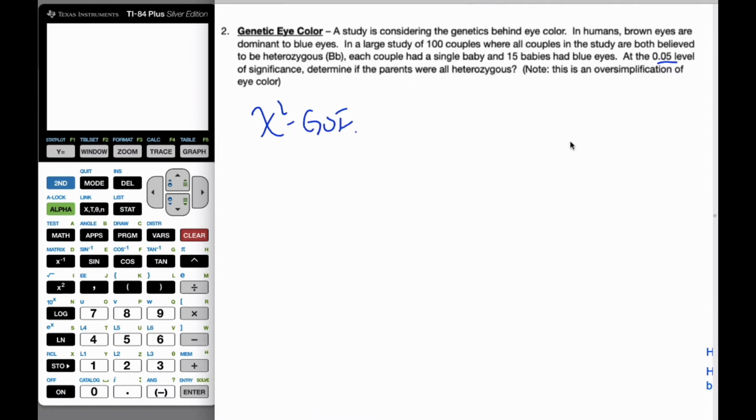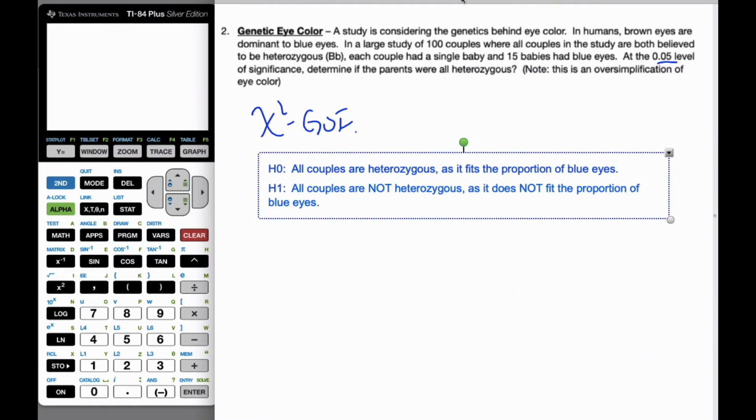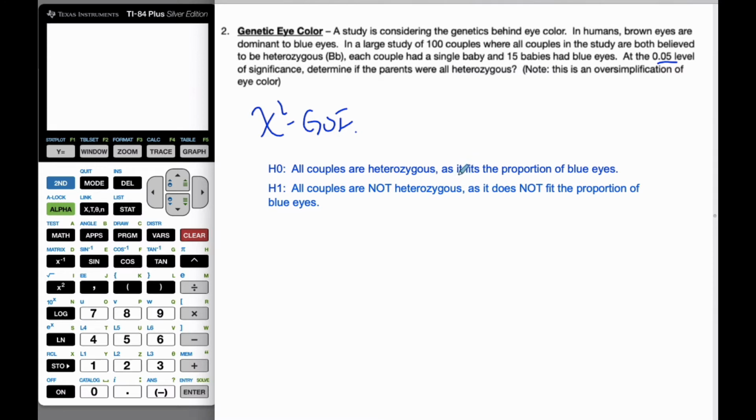And so if I think about what I'm going to try and do, I'm going to look at my null hypothesis. My null hypothesis says all couples are heterozygous, as it fits the proportion of blue eyes, whereas the alternative is they are not heterozygous, meaning that it does not fit the blue eyes. Well, let's think about what the proportion of blue eyes is going to be.